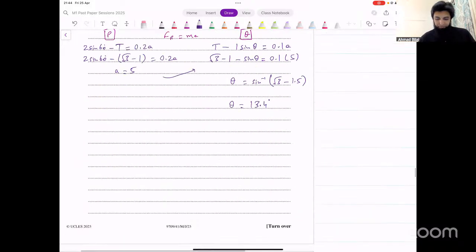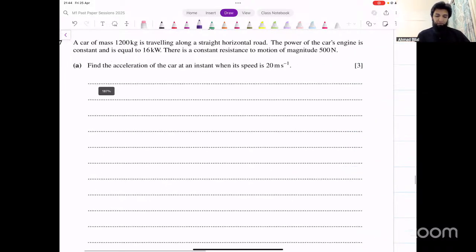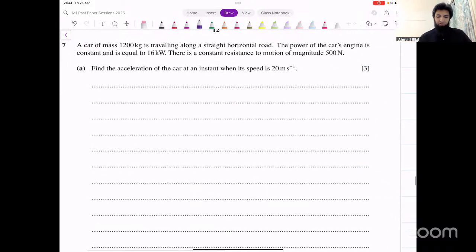Okay, let's move on. Question number 7. A car of mass 1200 kilograms is traveling along a straight horizontal road. The power of the car's engine is constant and it's equal to 16 kilowatt. So mass is 1200 kilograms, and it's going on a straight horizontal road. Power of car's engine is constant. This is car. Its power is 16,000 watt. There's a constant resistance to motion that has a magnitude of 500 Newton.